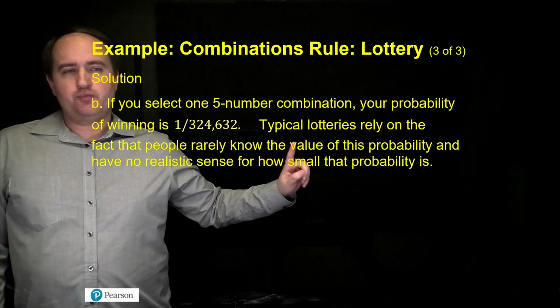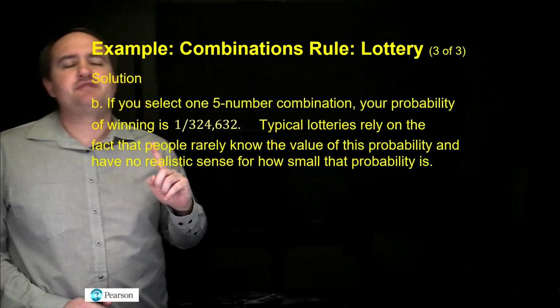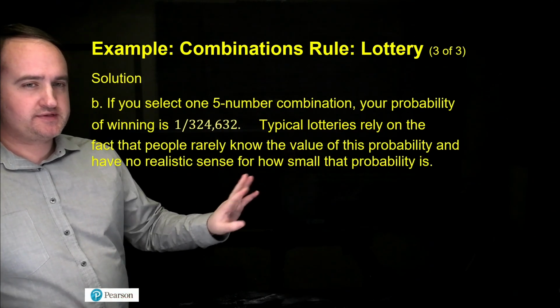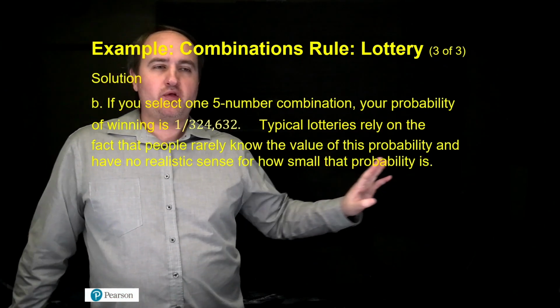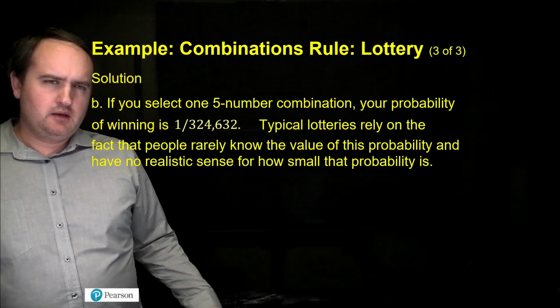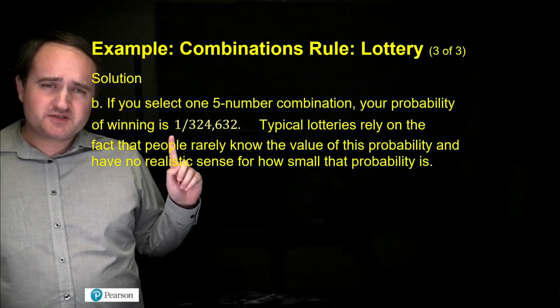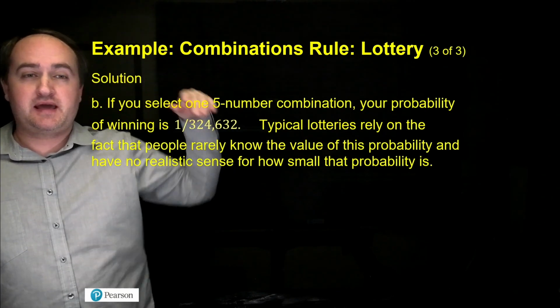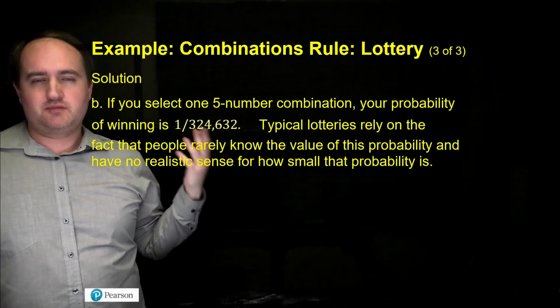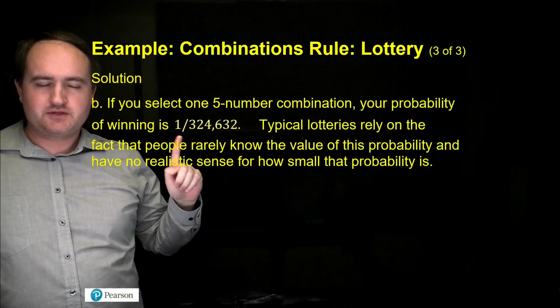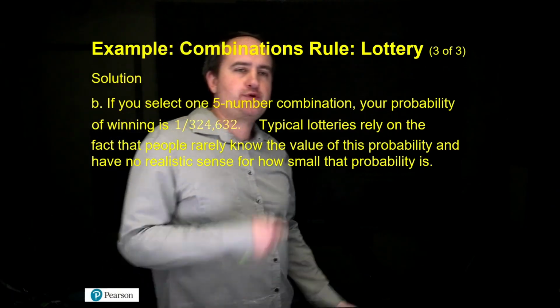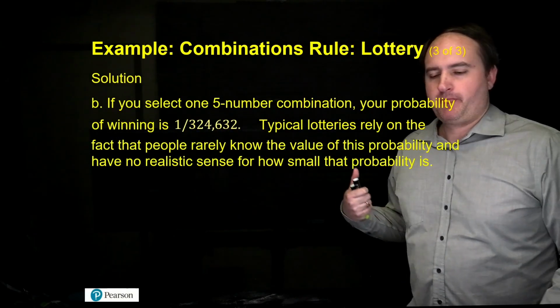And as they point out in the book, typical lotteries rely on the fact that people rarely know the value of this probability and have no realistic sense for how small that probability is. And my understanding is that some of the other lotteries actually have even lower chances. Like the Mega Millions, your chances are even a lot lower than that. Okay, cool. So that is combinations.